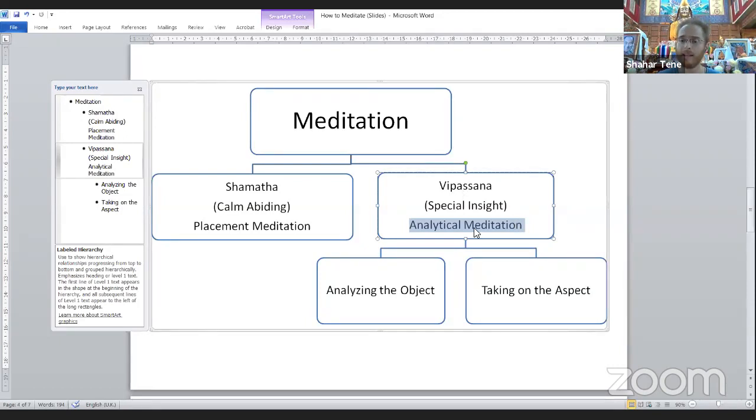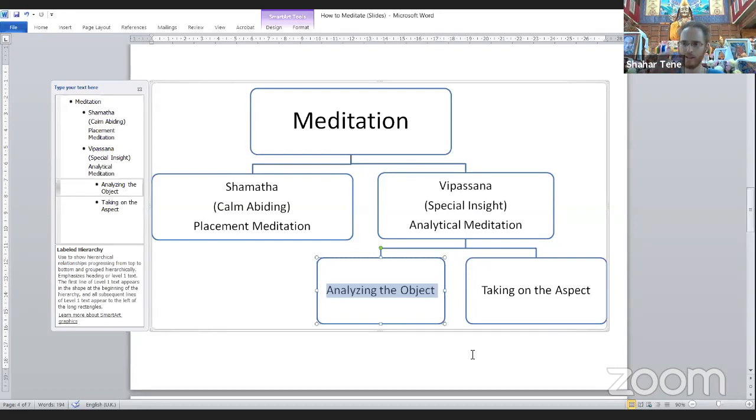So in that sense, we can again divide this type of meditation into two, which very literally translated from the Tibetan would be called analyzing the object and taking on the aspect, which doesn't really mean much on the surface. But what does that mean? So these are two different kinds of functions when we start analyzing things. So there's a method of analysis which is called analyzing the object, right?